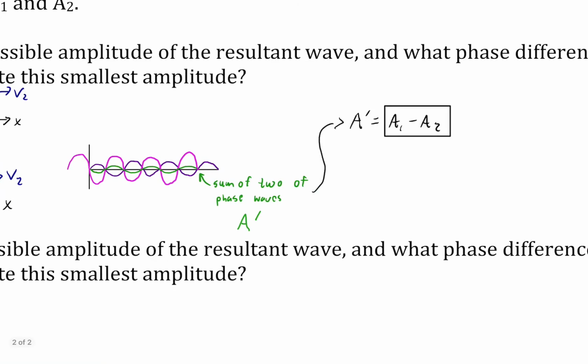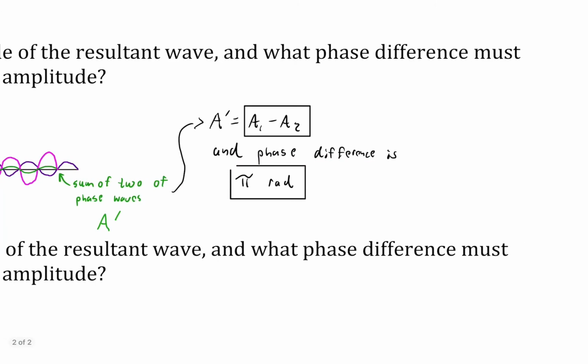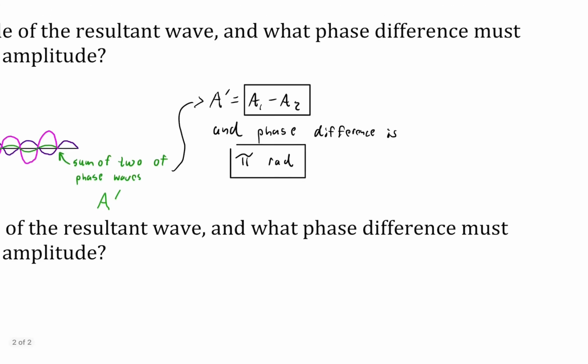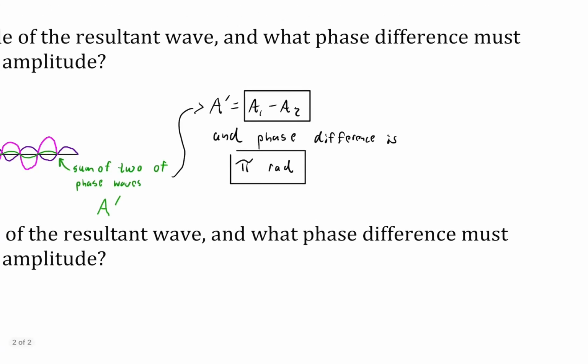But instead, A prime has an amplitude value, measured in meters because it's on the vertical axis, of A1 minus A2. And of course, that is only possible when the phase difference is pi radians. Now notice I've described the phase difference as both half a wavelength and pi radians. That's two ways of saying the same thing, because we're talking about the waves being out of phase in terms of a full cycle being 2 pi radians, or in the sense of a full wavelength being lambda, or 1 wavelength.